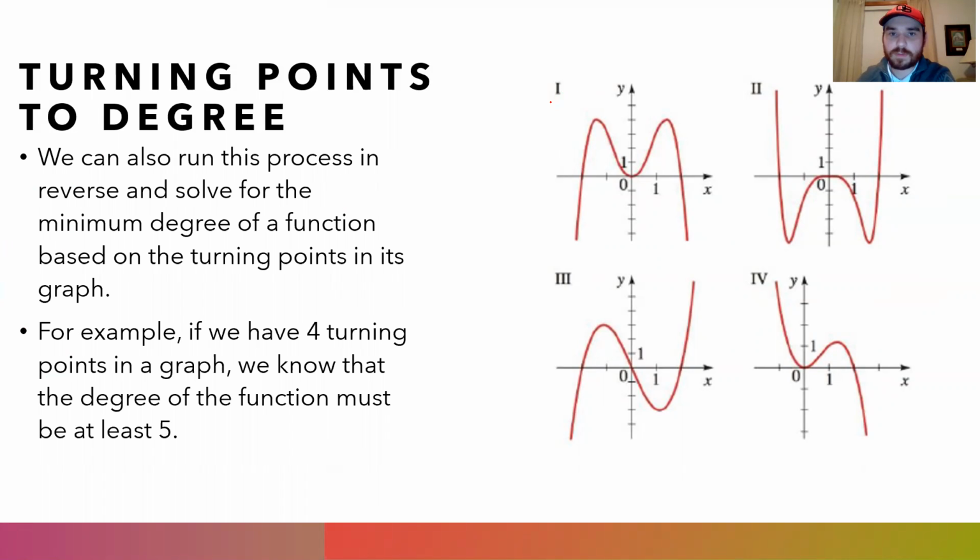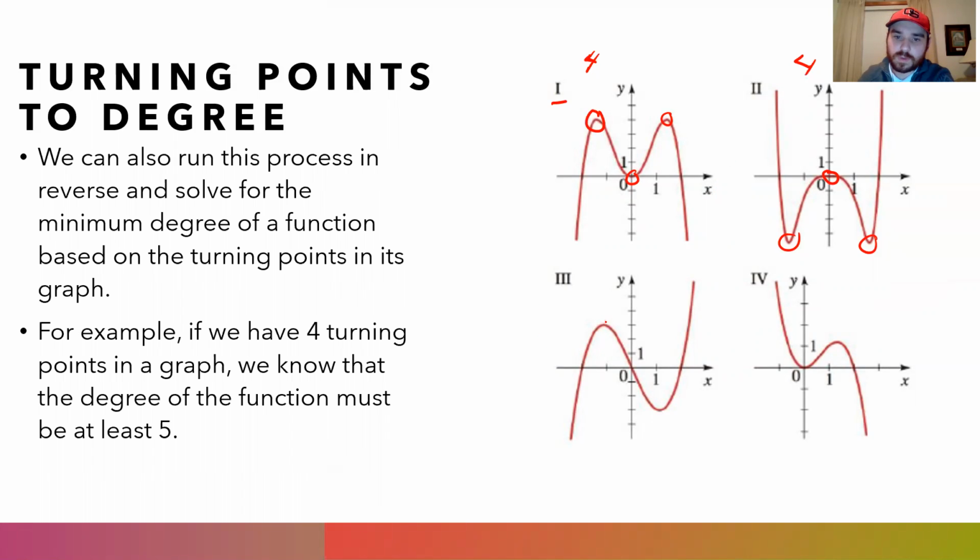So for instance, graph number 1. This has 3 turning points. There's one here, there's one here, and there's one here. That means the minimum degree of this function is 4. For graph 2, we've got a turning point here, we've got a turning point here, we've got this weird straight line thing through here, but there's only one obvious region where it's going to change. So this one has 3, which means, again, the minimum degree must be 4.